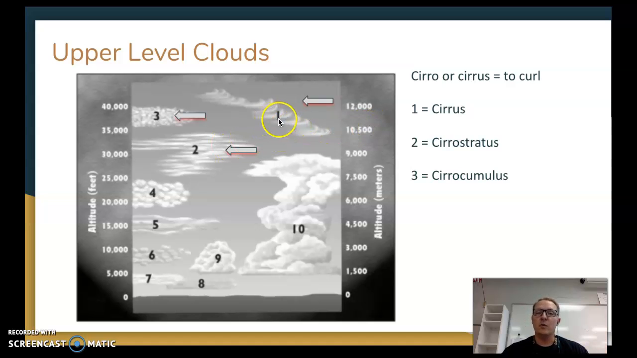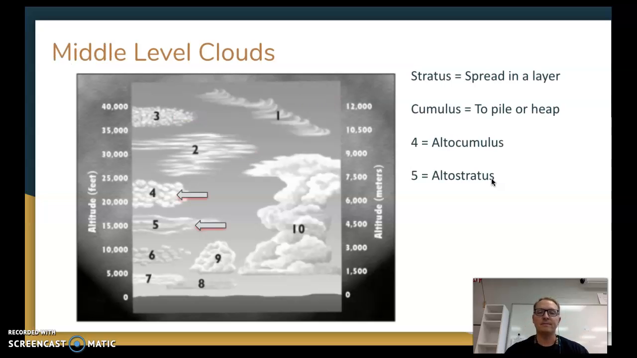So the first one with these characteristic curls, that's a cirrus cloud. Two is a cirrostratus cloud. Okay, cirro because it's high up, and stratus because it spreads in a layer. More on that in just a minute. And these are cirrocumulus clouds, number three. Cirro because they're high up, and cumulus because they bunch together like cotton balls. More on that in a second as well. These are our three upper level clouds made out of ice crystals.